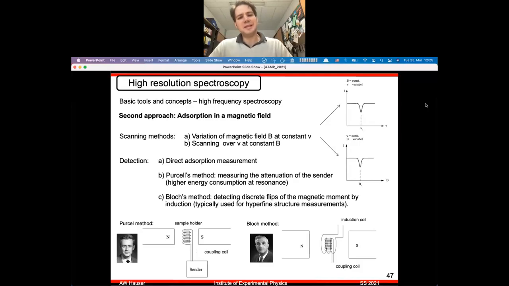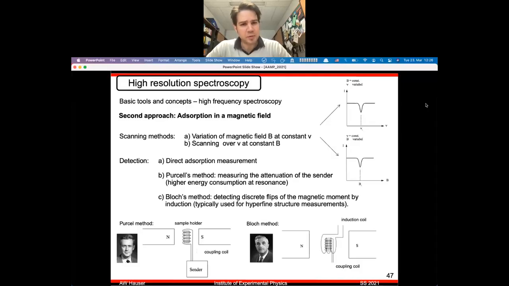And now we come to the detection of our resonance. So the direct absorption measurement would be simply to measure what's left of the original signal. And obviously, if I'm in resonance, I have an attenuation, a reduction of my signal in my receiver.